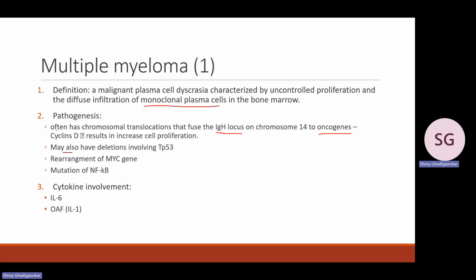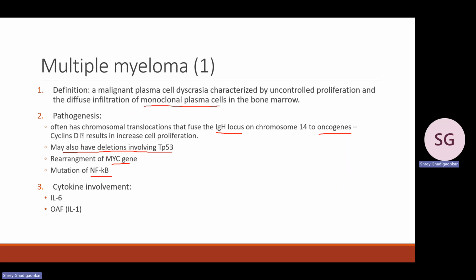You may also have deletions in TP53. Deletions involving TP53 are often associated with a poor prognosis in these patients. And TP53, as you know, is a tumor suppressor gene. You also have rearrangements of the MYC gene as well as mutation of NF kappa B.